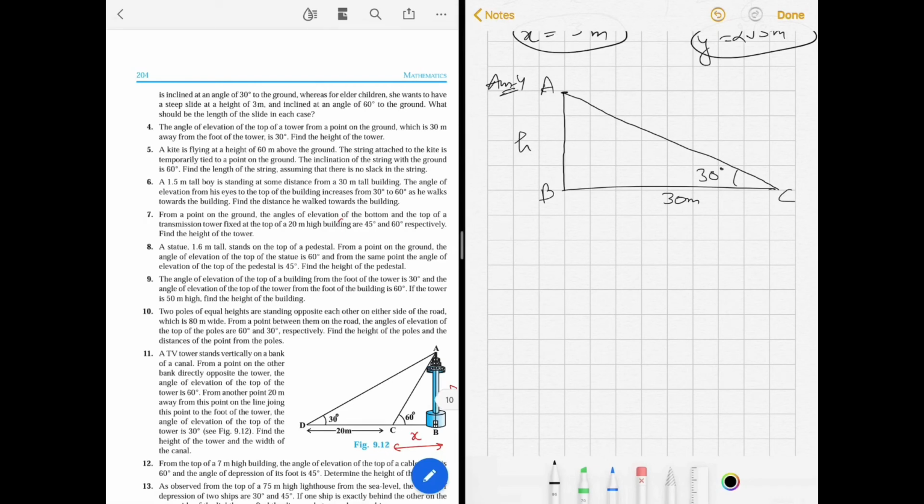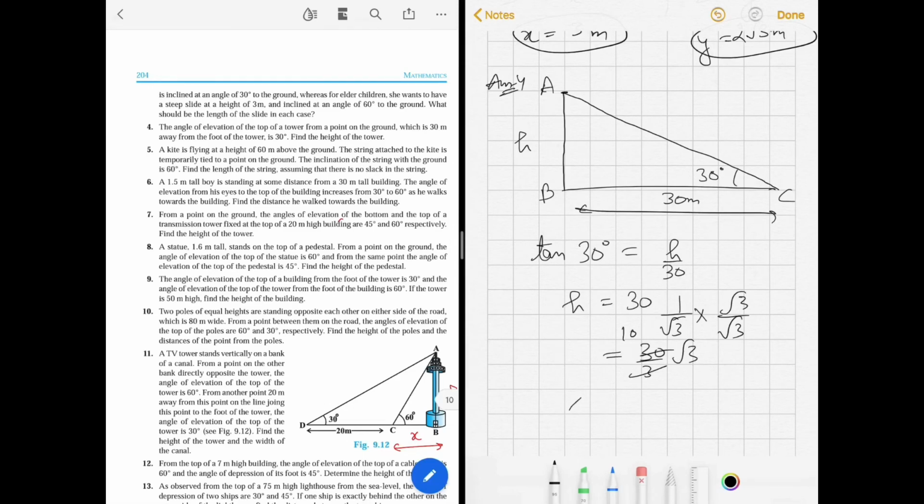Again, perpendicular is unknown, base is given, so I'll use tan. In most of the questions you'll find that mostly tangent is being used. Sine and cos are very rarely used. Therefore h comes out to be 30 tan 30 degrees, 1 upon root 3. So I'll rationalize it, so the denominator becomes 3. I'll cancel out. So the height comes out to be 10 root 3 meters. Okay.